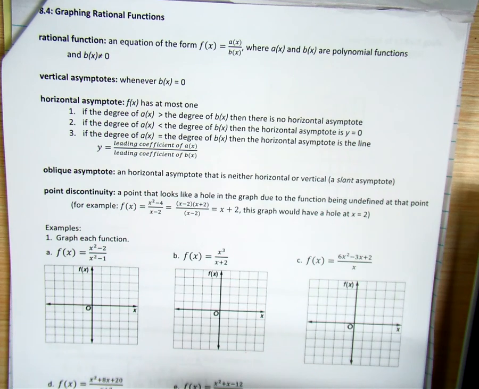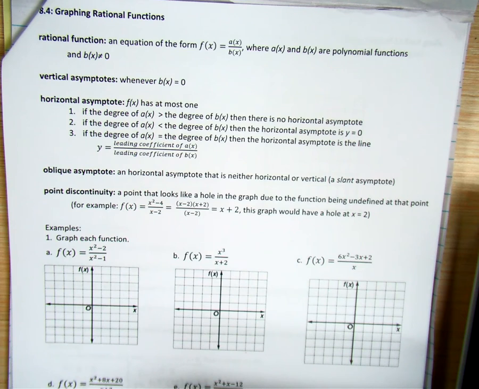Hey guys, here we are with 8.4, graphing rational functions. So a rational function is an equation of the form f of x equals a of x over b of x, where a of x and b of x are their own polynomial functions. So you're going to have functions on the top and the bottom.